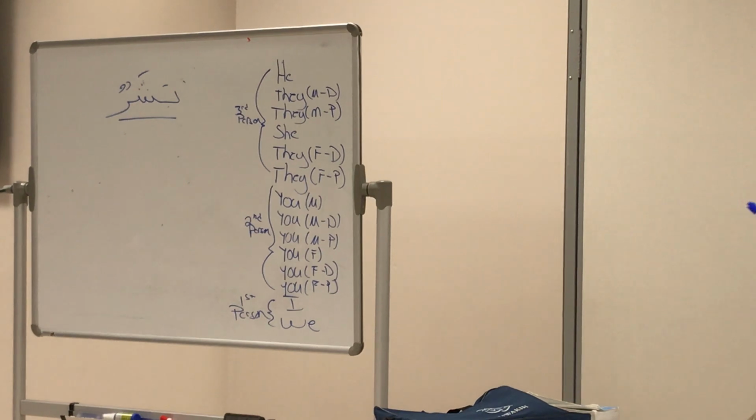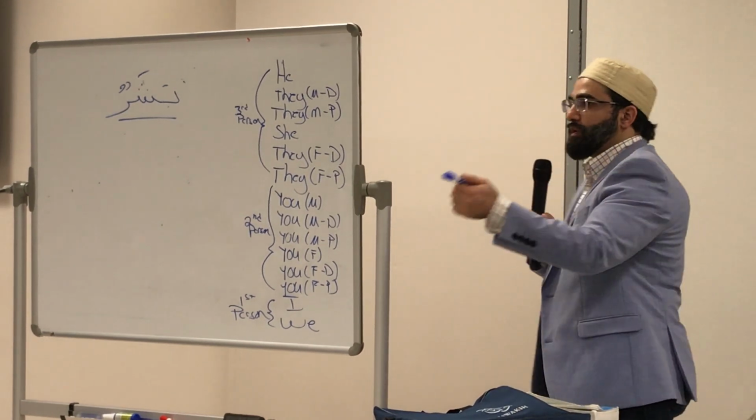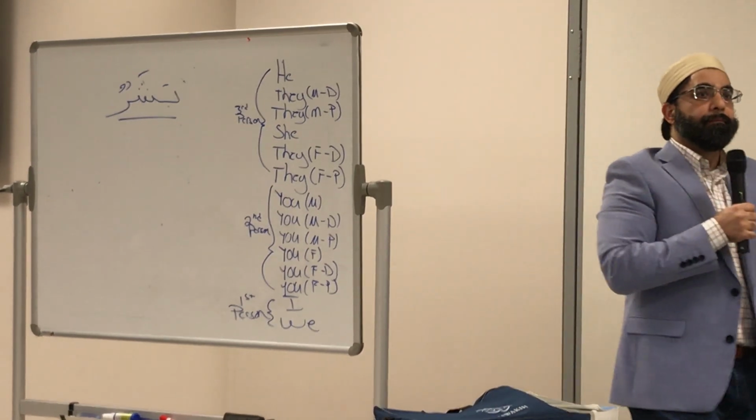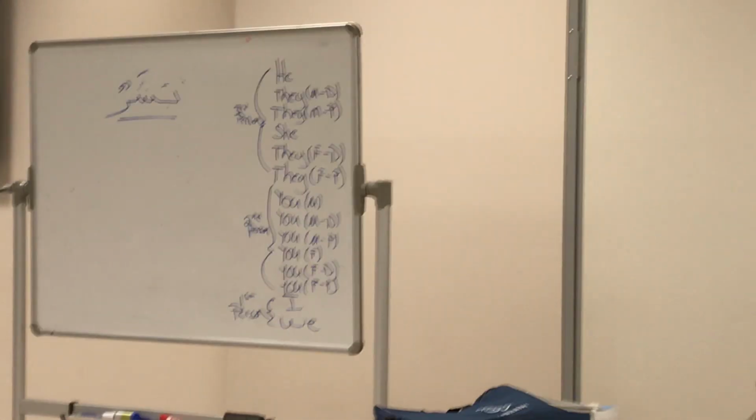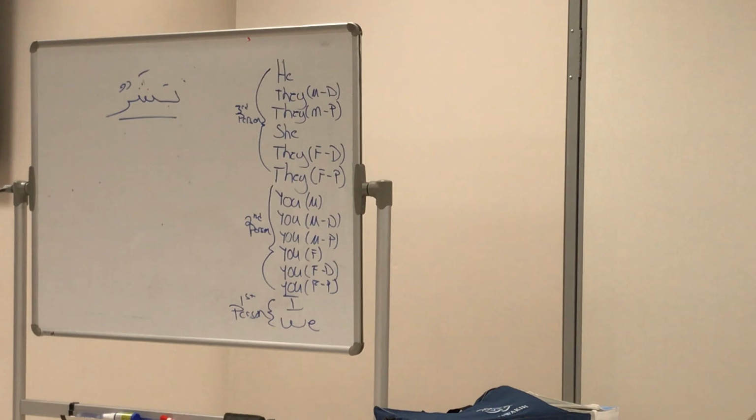Let's look at the underlying words here. Naktubu. What is that? It's a fi'l. Means we write. Okay? Let's look at the next line. Just the underline. Fi samawati wal ard.